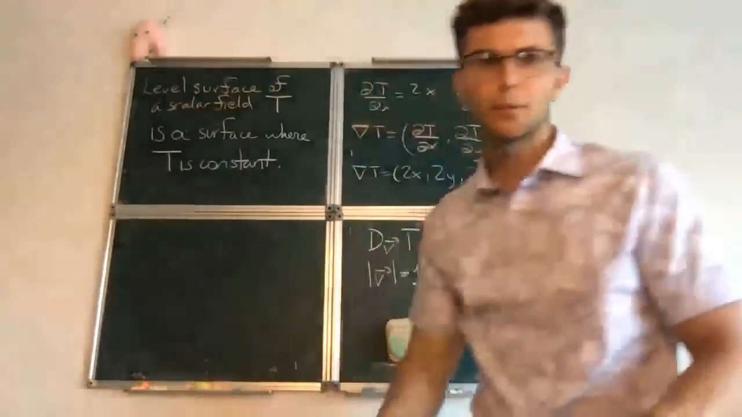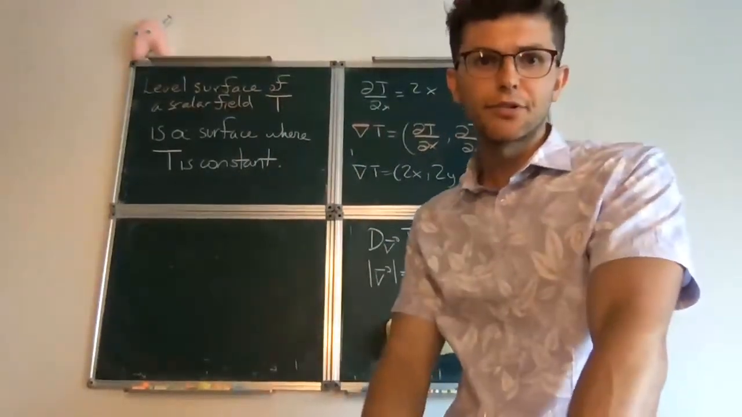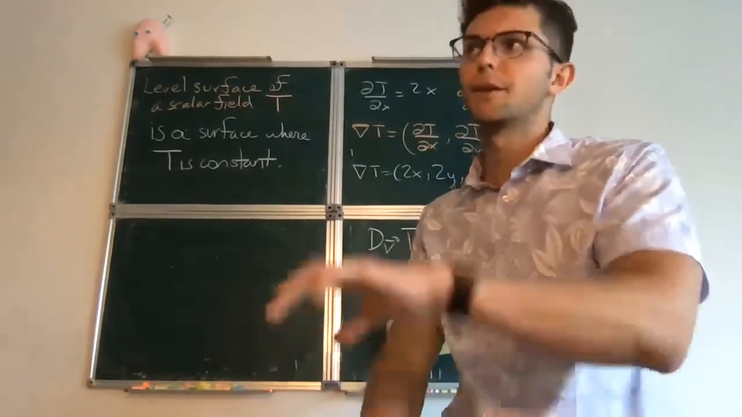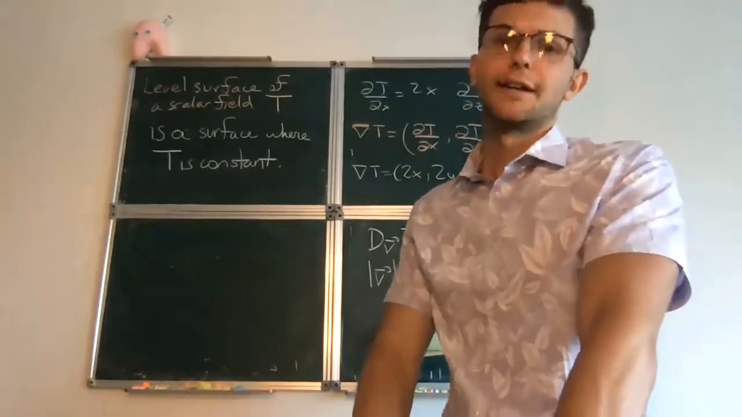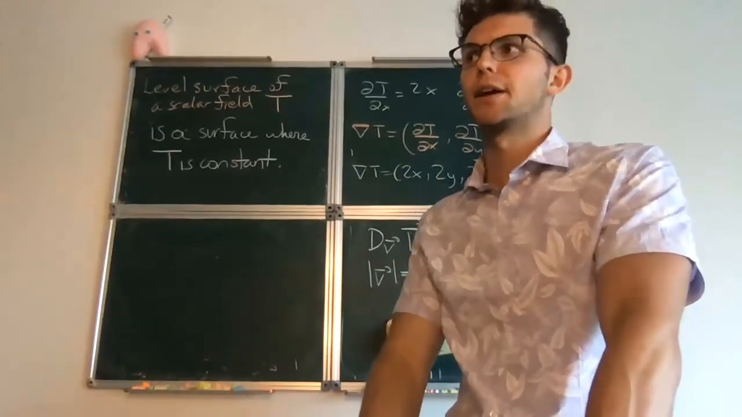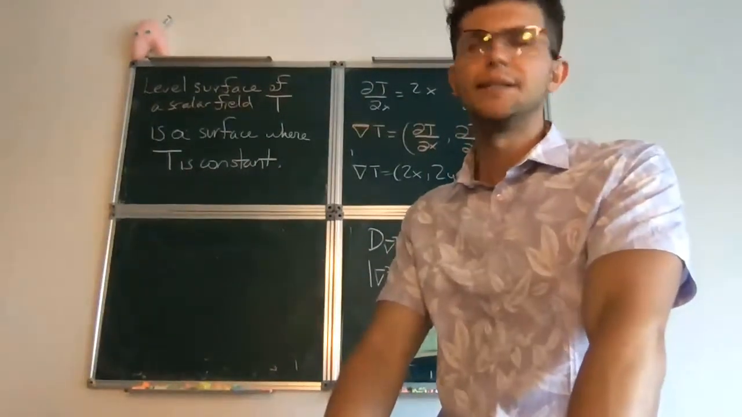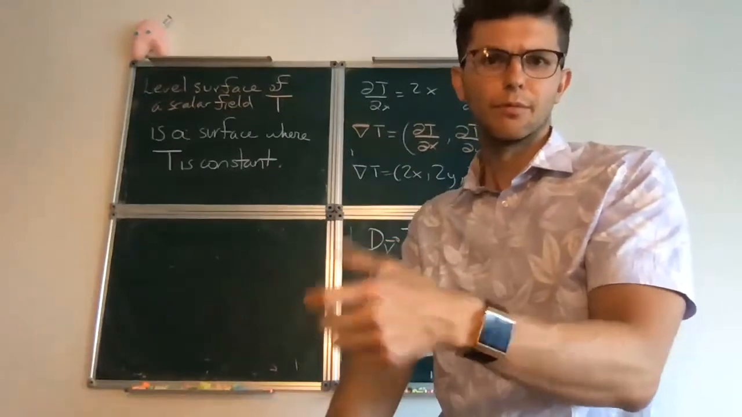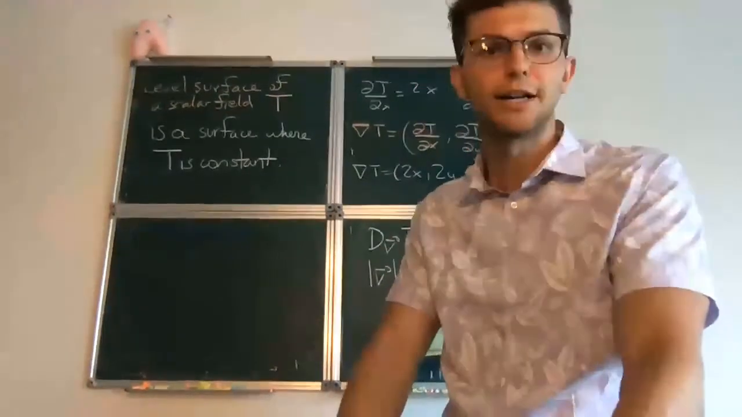So, for example, if you think of T as temperature, this would be called an isothermal surface, meaning that all the points have the same temperature. If the Earth were an isothermal surface, for the temperature function of the universe, that just means that all the points on the Earth would register the same temperature, which is not the case, right? So we're not an isothermal surface.